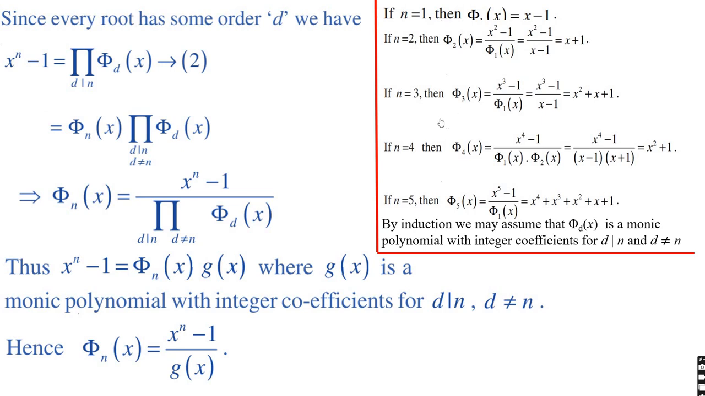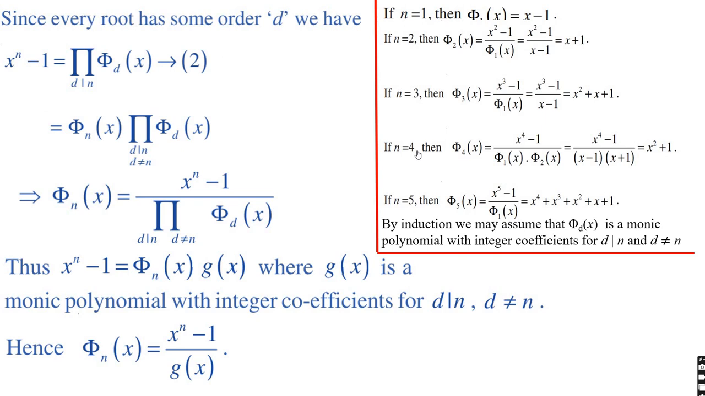you have phi 2 of x to be x plus 1. Now we will concentrate on n equal to 3. The divisors of this are 1 and 3, but in the denominator, d should not be equal to n, so 3 should not come here. So only 1, that is phi 1 of x. So here n is 3, so x cube minus 1, and phi 1 of x is x minus 1. On division by x minus 1, we know that that is given by x square plus x plus 1.